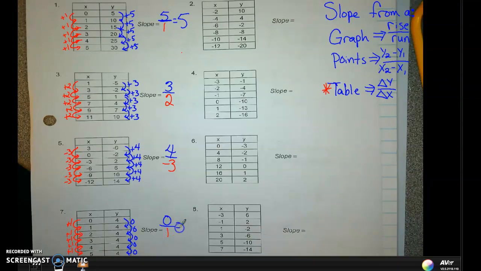Now we simplify. 0 divided by 1 is 0. So again, if we would graph that 0 slope, that would be a perfectly horizontal line. Okay, go ahead and finish up with doing the evens.